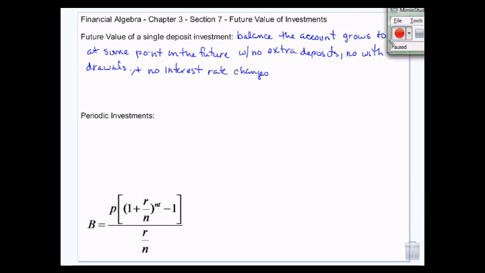How do you find it every hour? I want to calculate the future value of a single deposit. So I take some money today and I put it in the bank, and it's my single deposit. I never touch it. I never put any more money in. I never take any money out, and the interest rate never changes. You use the compound interest formula.